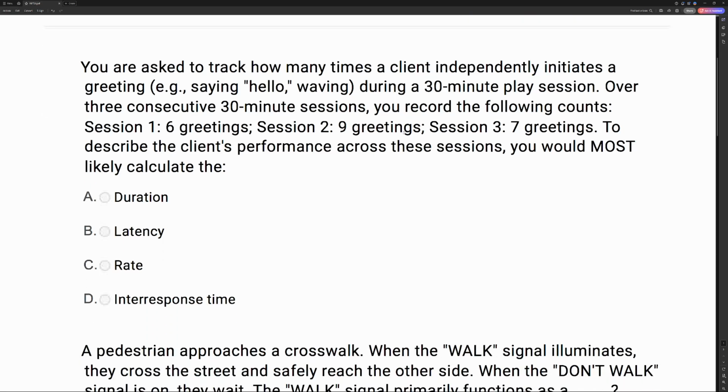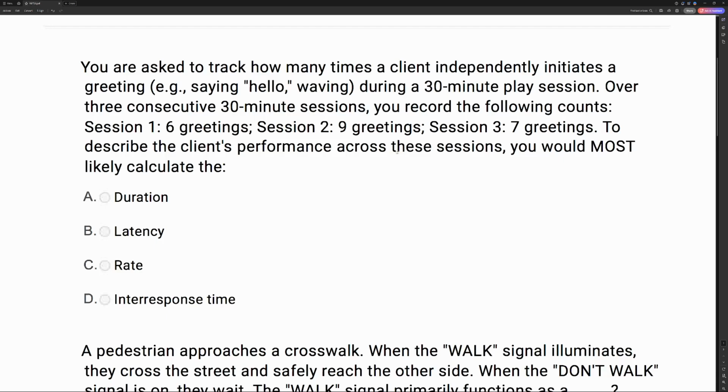You are asked to track how many times a client independently initiates a greeting, like saying hello or waving, during a 30-minute play session. Over 3 consecutive 30-minute sessions, you record the following counts. Session 1, 6 greetings. Session 2, 9 greetings. Session 3, 7 greetings. To describe the client's performance across these sessions, you would most likely calculate the what?